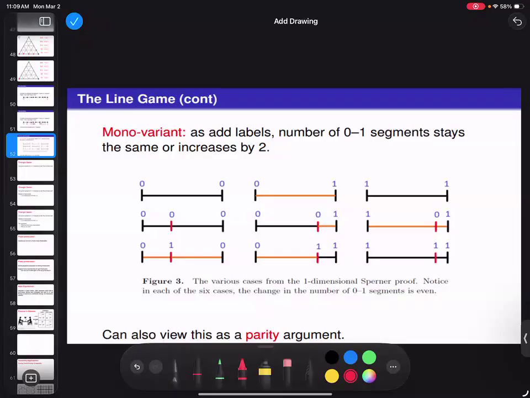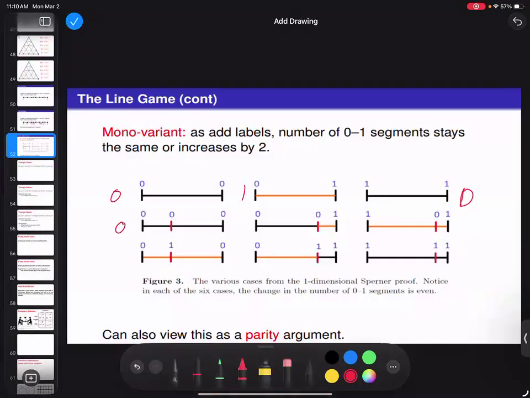Let's count how many 0,1 segments I have. Initially, I had none here, I had 1 here, I had none here. If I now put in a 0, how many 0,1 segments do I have? 0. And if I put in a 1, how many do I have? 2.